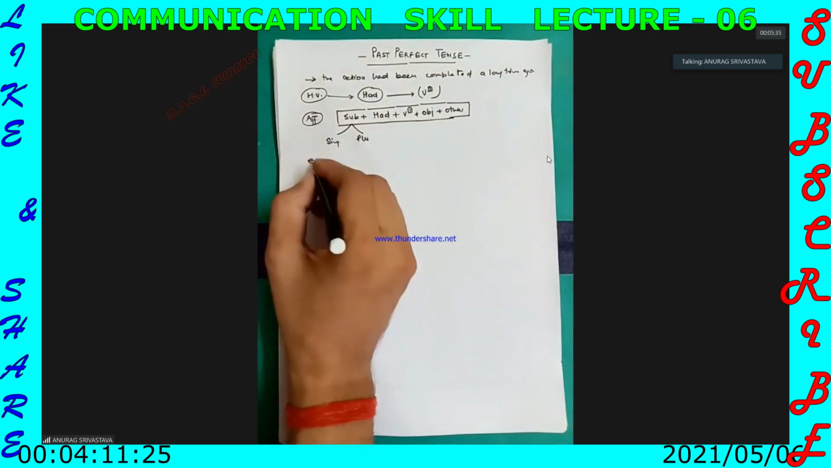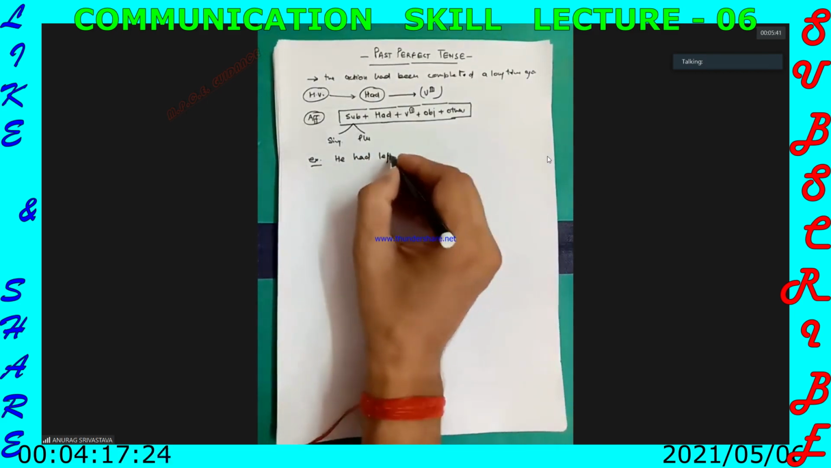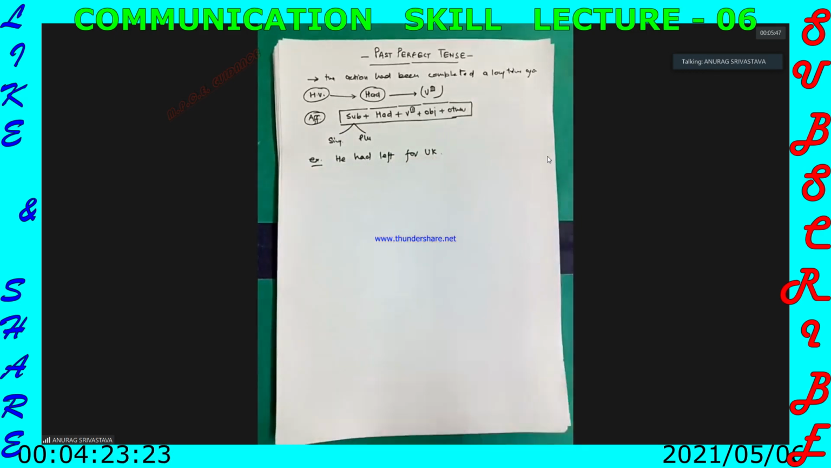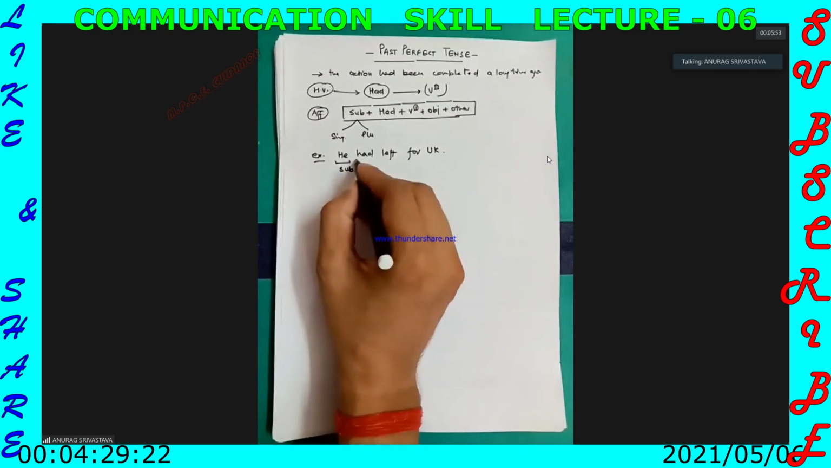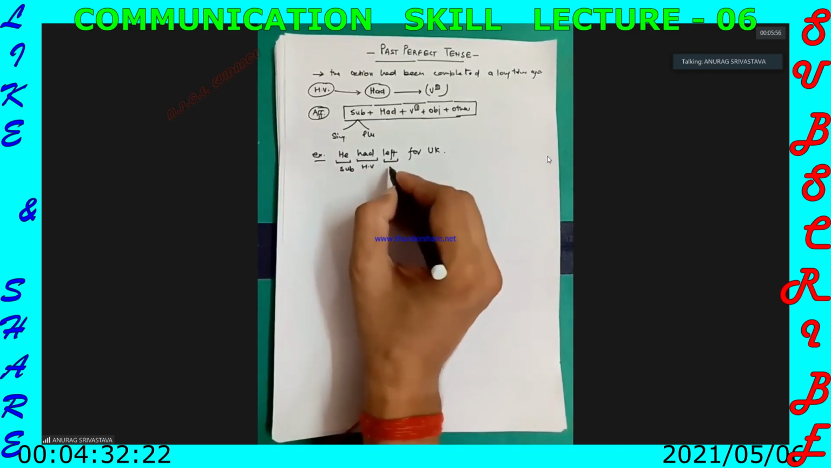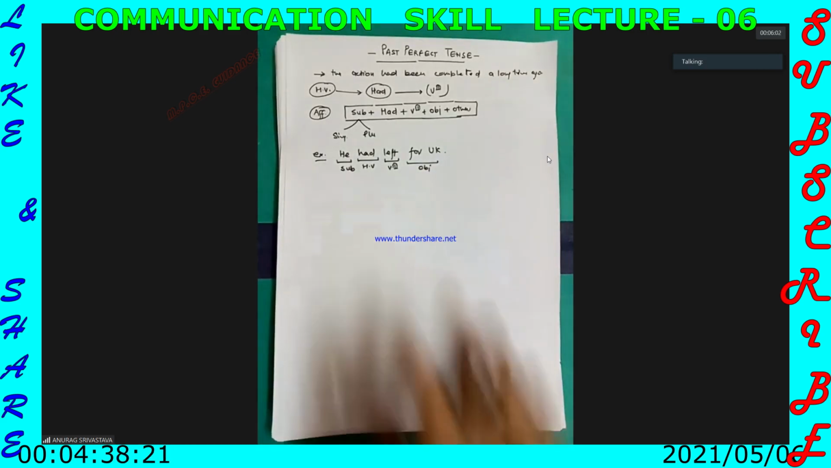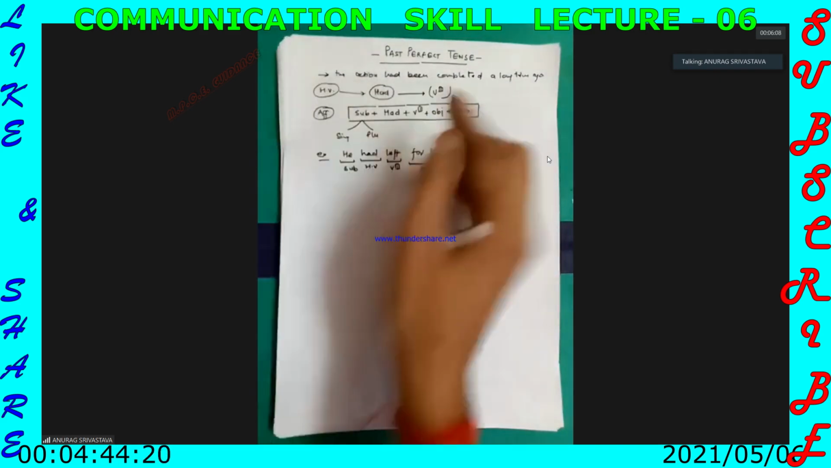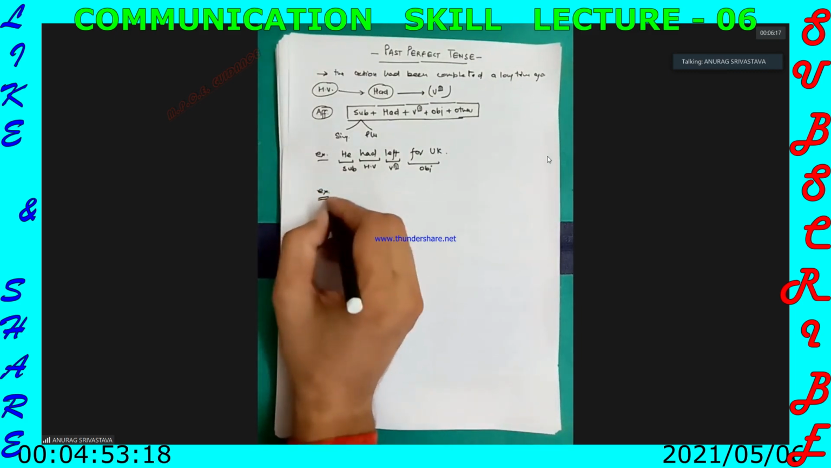Suppose we have to write an example. He had left for UK. In this sentence the subject is he, the helping verb is had, the verb's third form is left, and for UK is the object. The example shows that he had left for UK, which was completed a long time ago, so we write it in past perfect tense. Fine.